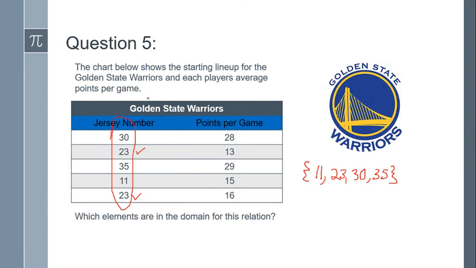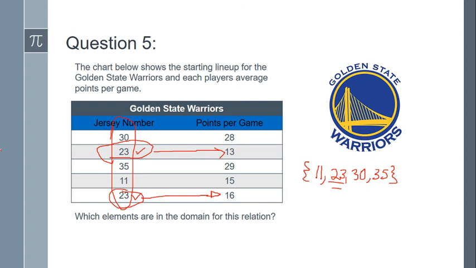So now take a look at the Golden State Warriors table here. Notice where we have 23 repeated here. This is saying 23 scores 13 points a game, and then down here it contradicts itself and says 23 scores 16 points a game. That's what makes this not a function, because we have a single element in the domain, 23 in this case, paired with 2 different outputs. If it was a function, it would be paired with exactly one output.